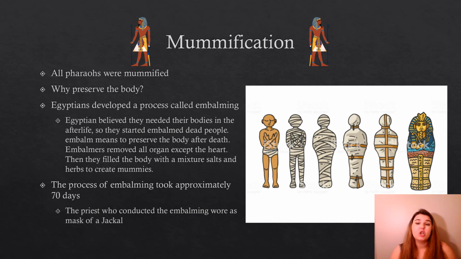So after they removed the organs, except for the heart, they filled the body with all kinds of mixtures of salts and herbs and wrapped it in linen to keep it from the elements. This process took about 70 days to complete, and the priests who did it wore the masks of the jackal. Remember earlier when I said that the jackal is an important figure in death because the jackal is the god of embalming? This is that perfect example. So these priests wore the jackal mask to represent the god Anubis. So again, the jackal represents death.